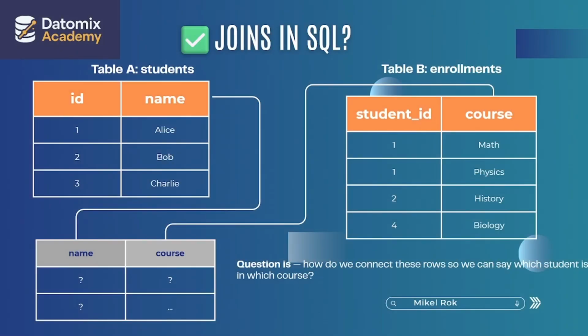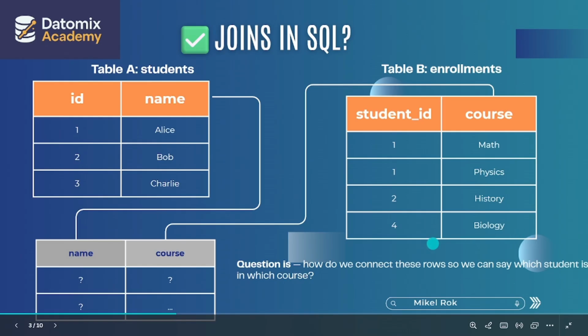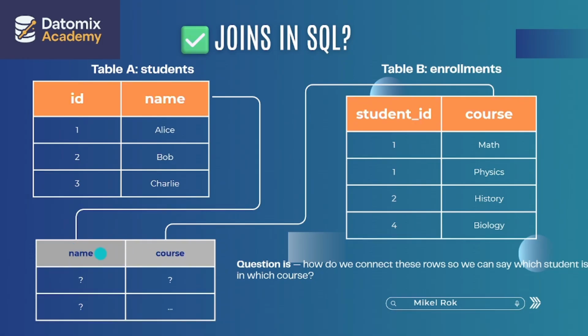Joins in SQL let you combine rows from two tables based on a shared key, like a student ID, product ID, employee ID. Let's say we are working with a course platform. You have two tables. One of them is students, which has the ID and name columns, and another one is enrollments, which has student ID and course columns. Now the question is, how do we connect these rows so that we can say which student is in which course? That's where joins come in.